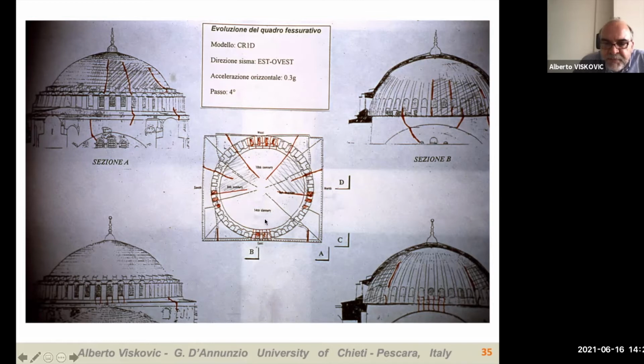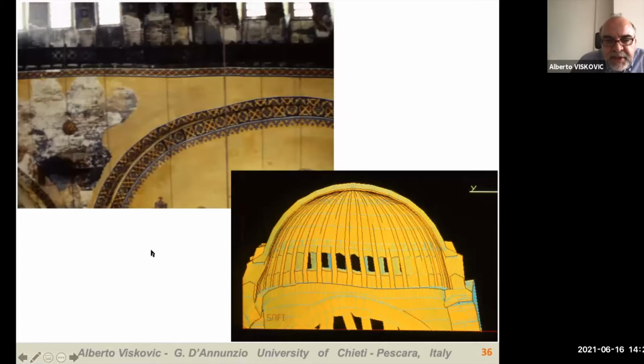However, I want to say that this longitudinal component of the seismic action makes damages on the surviving arch that show the signs of these damages. This is the longitudinal arch with the window at the wall, and you can see here this inversion of curvature. But even if damaged, this arch survived. This is the model of this longitudinal arch with the deformation under this longitudinal action.